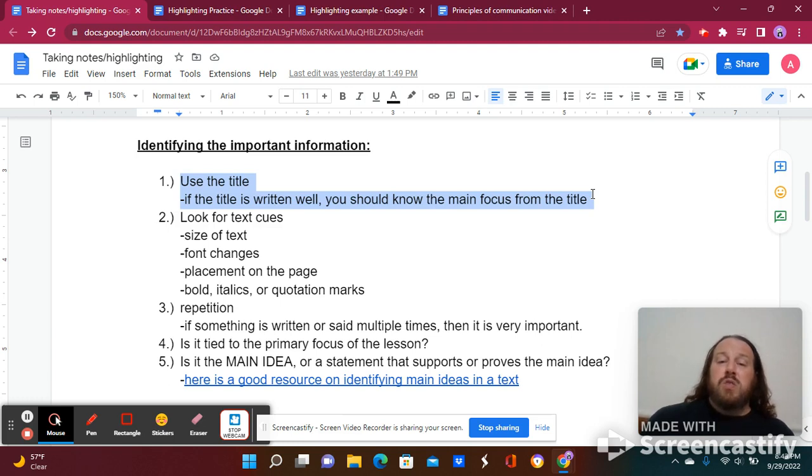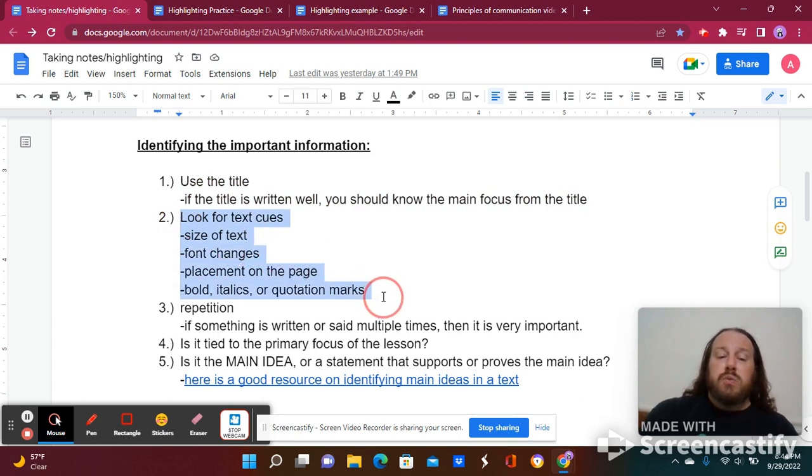In situations like the best written texts and the best lectures from professors or teachers, it is clearly stated what the goal of this chapter is, what the goal of this lecture is. And that is just directly telling you what to keep an eye out for in it. But if you don't have those, start off with using the title.